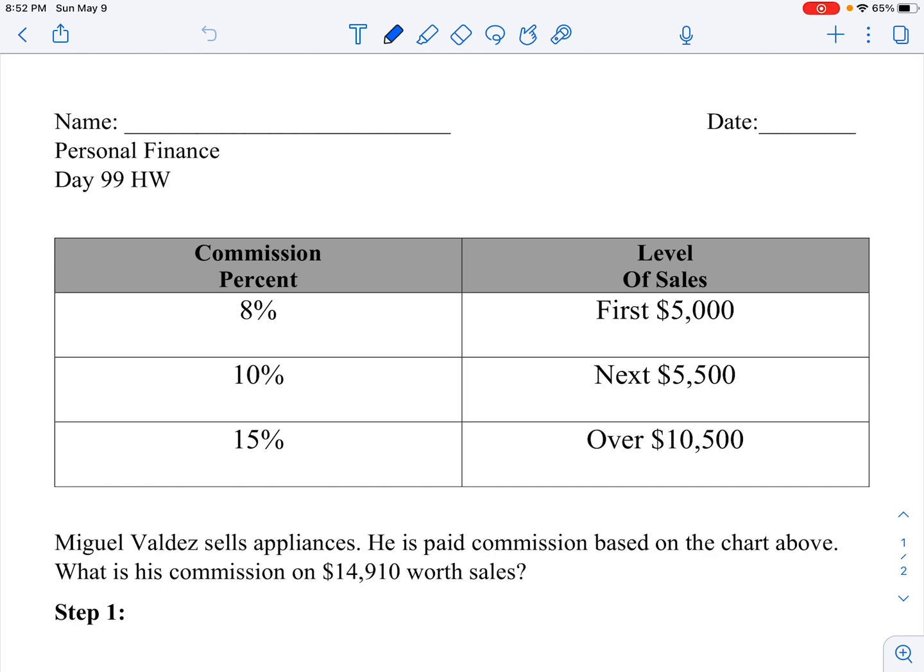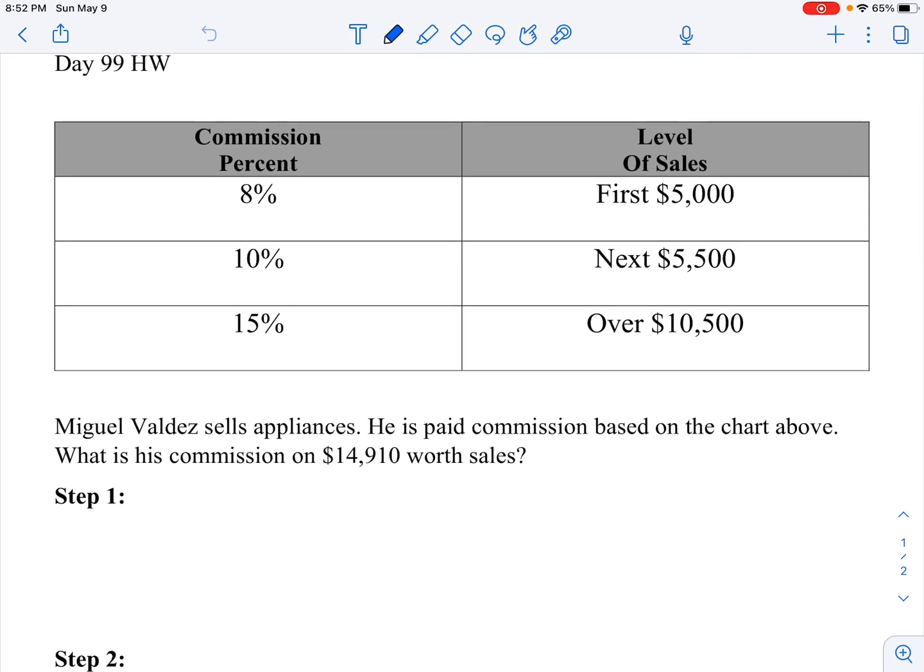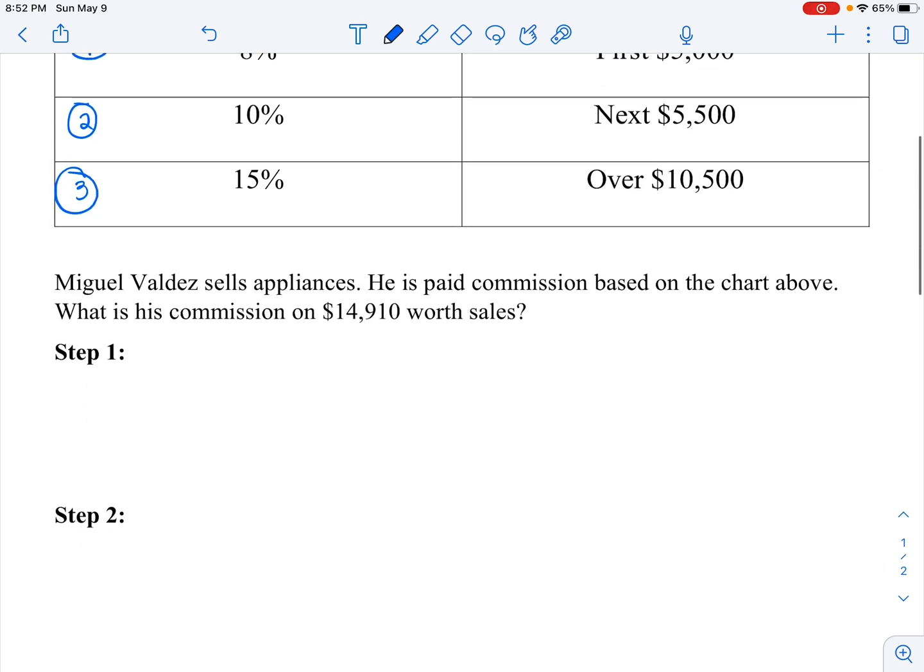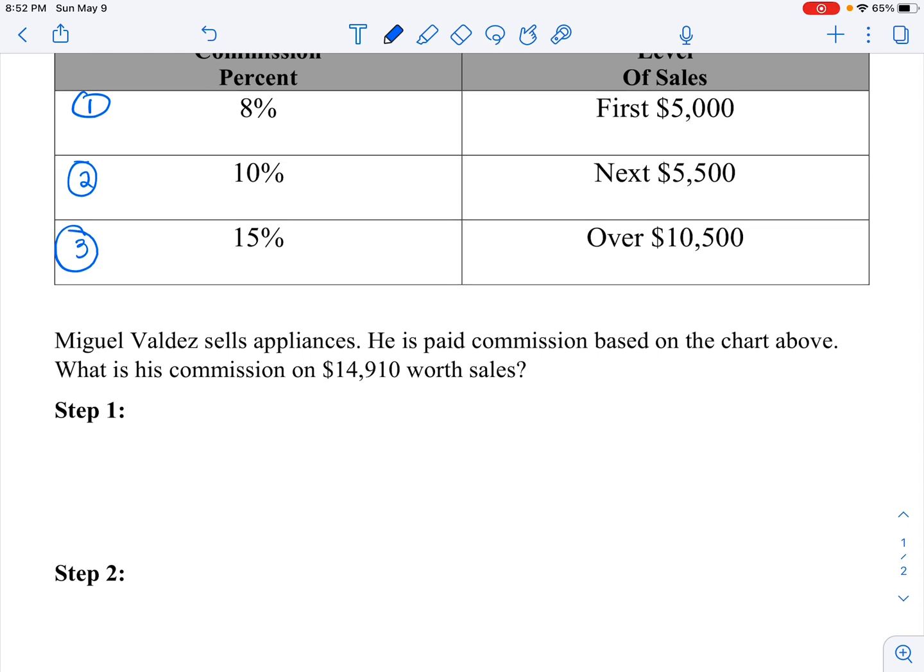So here we have Miguel Valdez, who sells appliances, and he is paid commission based on the chart above. What is his commission on $14,910 worth of sales? So as we can see, we do have 3 levels here. We have level 1, level 2, and level 3. And step 1, if you guys remember from class, is to find the commission for level 1 and level 2.